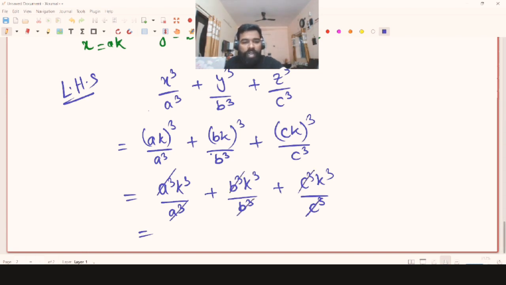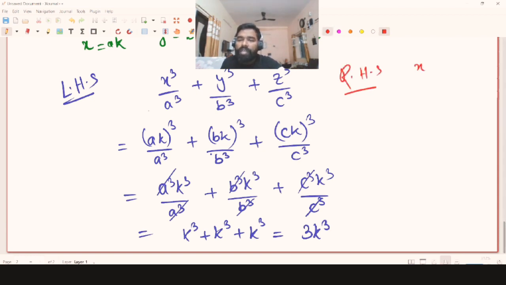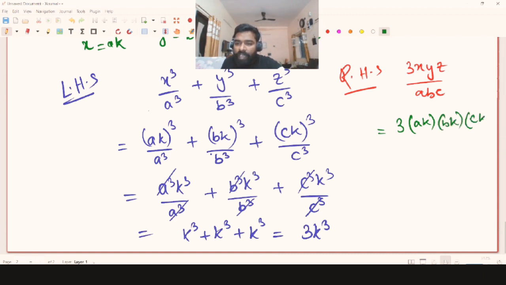So you are now getting k cube plus k cube plus k cube. If you add all these, you get 3k cube. Now I'll take the right hand part. The right hand side is 3xyz by abc. So we have 3, and x means ak, y means bk, z means ck, and the downside is abc.